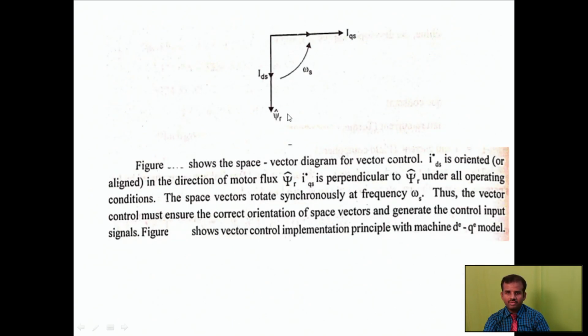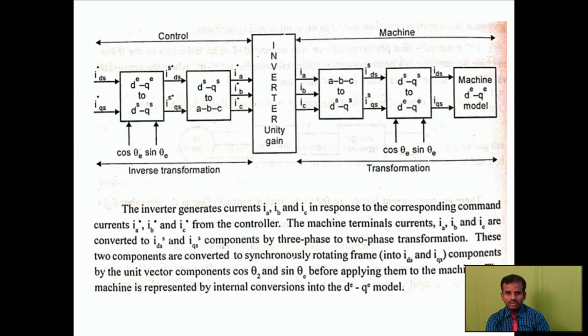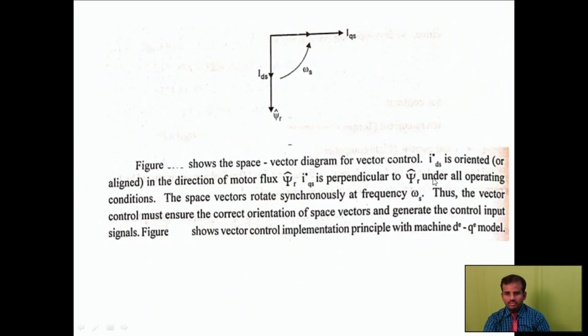So this is the phasor diagram we already discussed. The above figure shows the space vector diagram for the vector control. This is the vector diagram. One side is the control side, and the other side is the machine side. Here IDS star is aligned in the direction of the motor flux, that is the flux linkage, and IQS star is perpendicular to the flux linkage under all operating conditions.